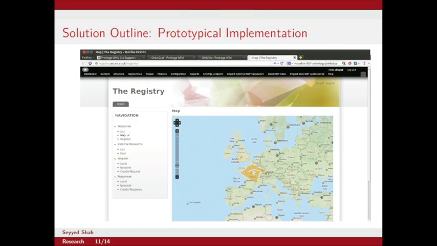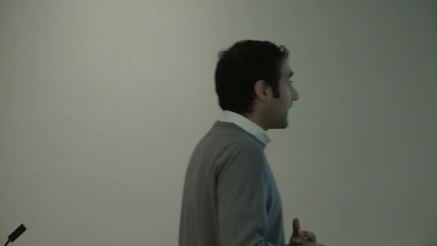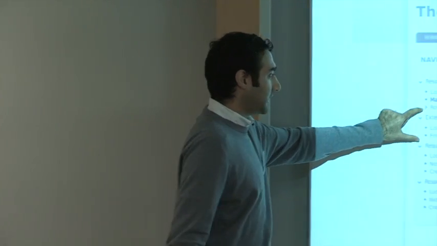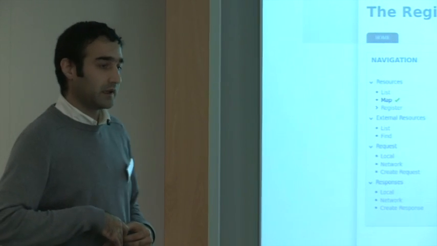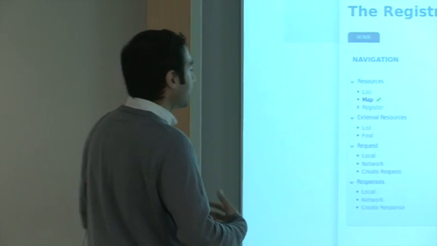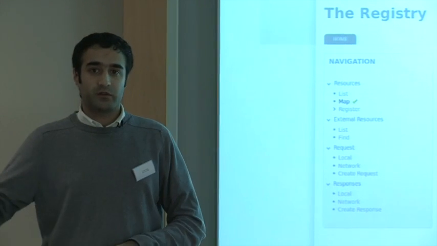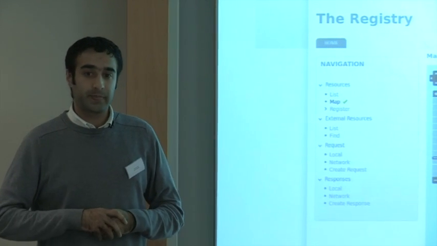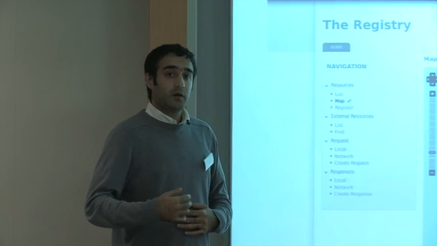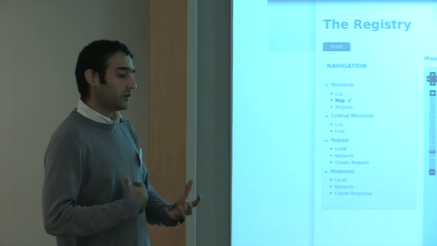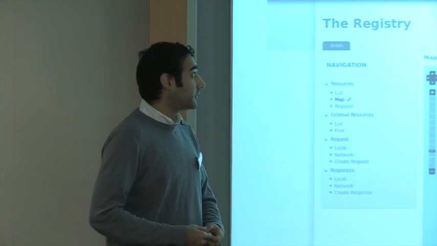So we've developed this prototypical implementation which allows you to manage your own resources on your own site, as you would. But also, it lets you have a look at the external resources that are available. So you can list and you can search through the other sites in the network for what's available. And you can also make requests for the resources that are on external sites. And you can also either make your own responses for requests made to you, or view what responses people have made to your requests. Okay?